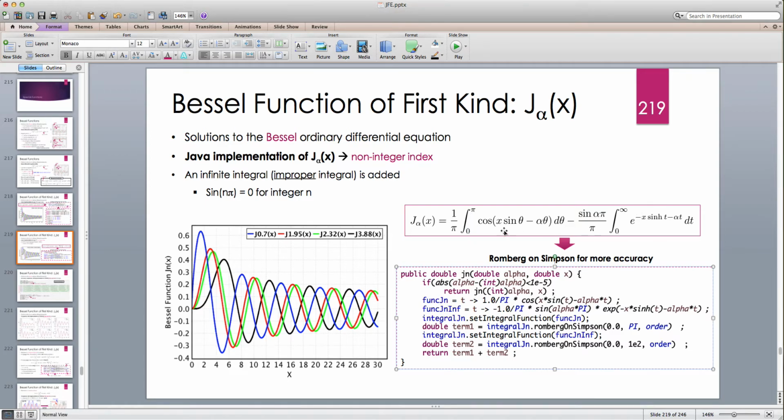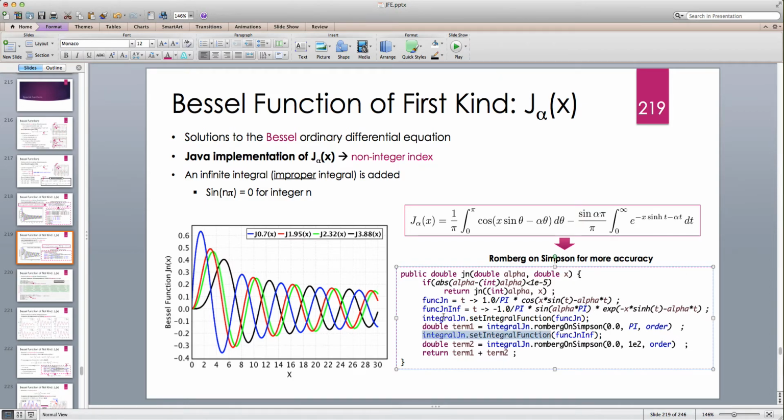So we have to calculate two integrals. The first one, obviously, again, is our func j. This time we also have another integral function, which is func jn inf. So func jn inf is basically calculating this infinity integral, where the upper bound of the integral is infinity. So func jn is like before: we have 1 over pi cosine of x sine t minus alpha t. And func j infinity is minus 1 over pi sine of alpha pi, all right, times the exponential of minus x sinh, the hyperbolic sine, of t minus alpha t, all right?